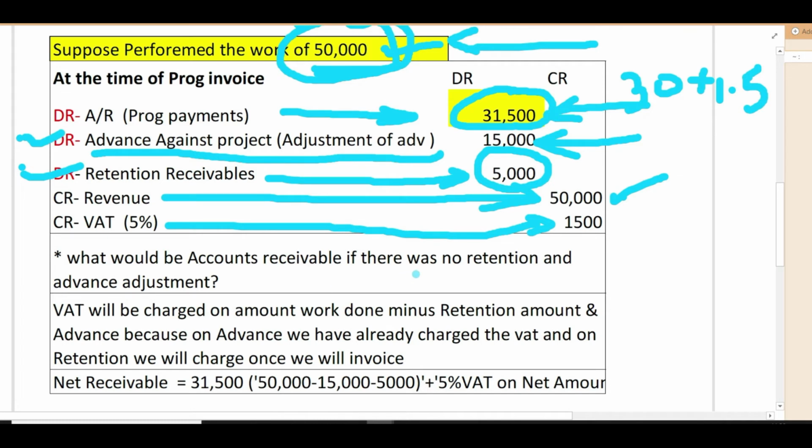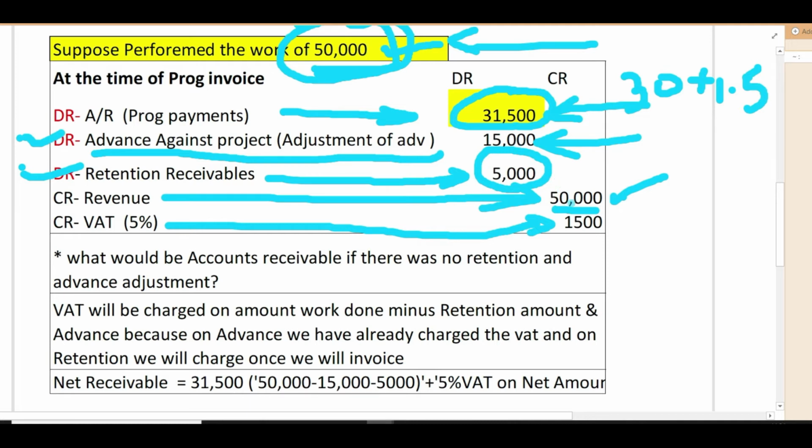There is one question. What would be the account receivable if there was no retention and advance adjustment? Please answer me. Then what would be the debit? Debit would be 50,000. Hold on. And account receivable would be 50,000. Then you have to charge VAT as well. So let me do it in this way.